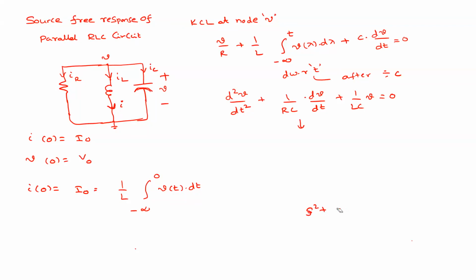What is the alpha actually? 2 into R by L, alpha, right, into S. So S square plus R by L into S plus 1 upon LC equal to 0, right?